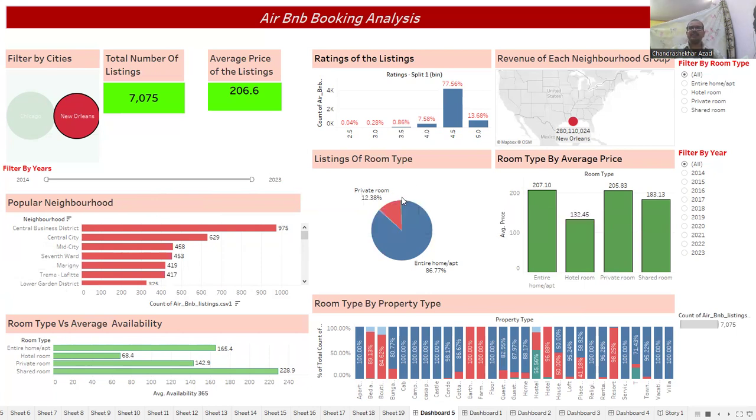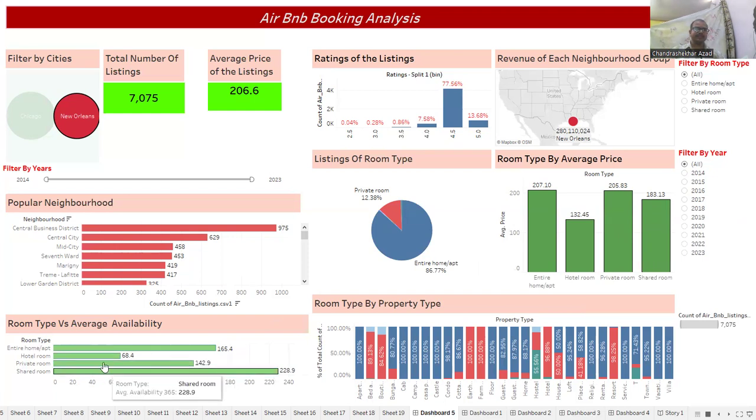If we talk about the room type, here 12% of rooms are private, and 86.77% of the rooms are entire home apartment. If we talk about the average price, hotel rooms have the average price of 132.45, which is the least among these room types. For entire home apartment the average price is the highest, that is 207.10, private rooms have an average price of 205.87, and shared rooms have an average price of 183.13.